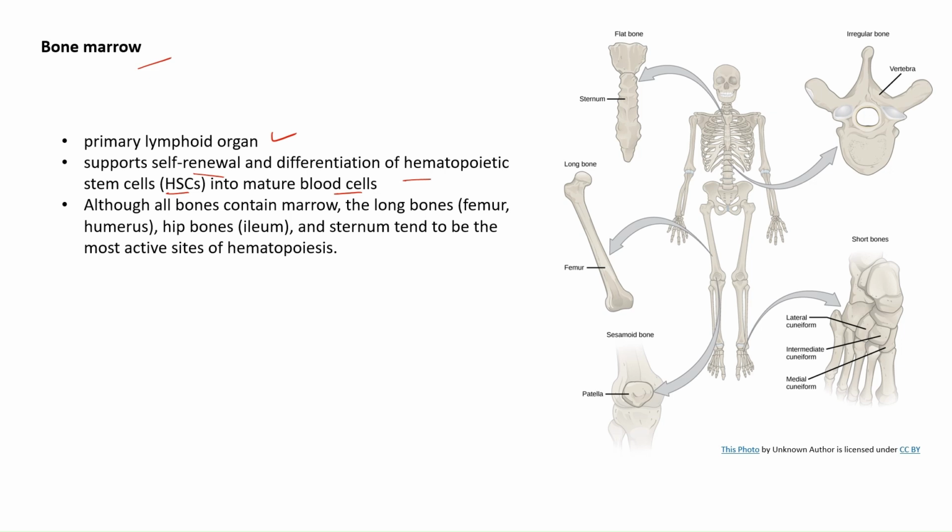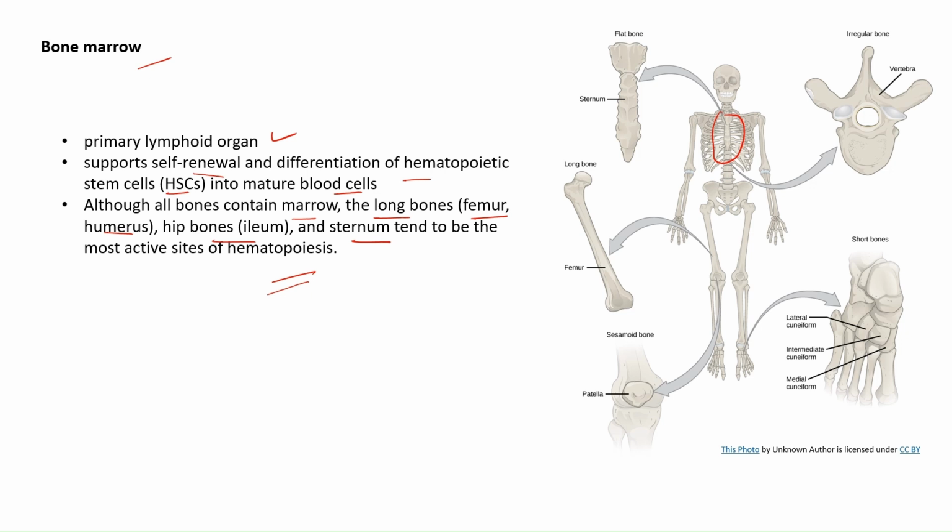Although all bones contain marrow, the long bones, the femur, our thigh bone, the humerus, our arm bone, the hip bones, the ilium, and the sternum, the bone present in the middle of our rib cage, the central bone connecting the side rib bones, are the sites of most active hematopoiesis. Bone marrow is present in all the bones, but these are the most active sites.